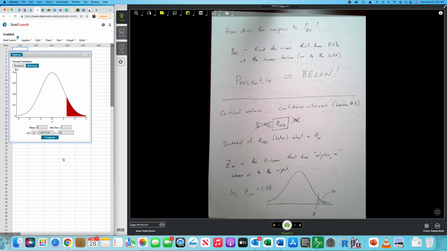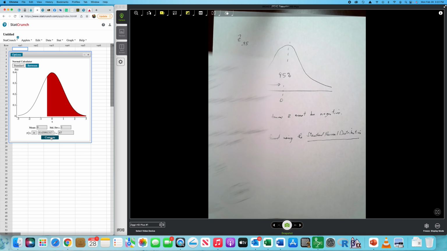Once we understand with StatCrunch how to find area above, area below, and area between, then it's just a matter of putting some symbols with our work. Z of 0.10, find the area above. Z of 0.92, find the area above. Z of 0.67, find the area above. All right? Stats doesn't have to be hard. We just make it hard. All right, z of 0.95.